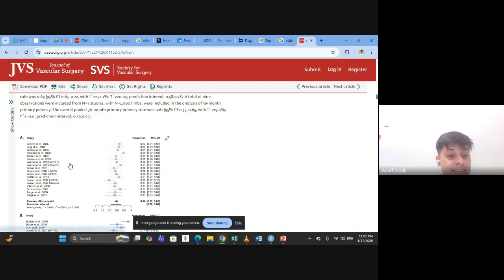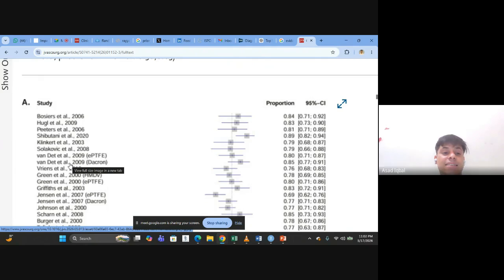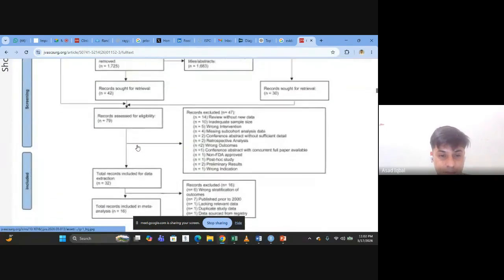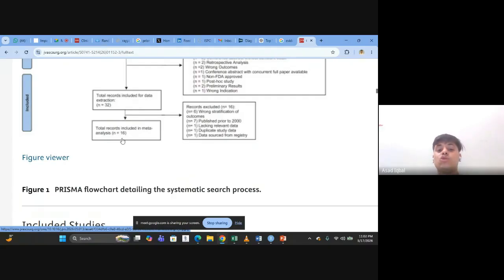Wow! This is a single-arm meta-analysis. How many studies does it have? Let me see. 16 studies. So yeah, what I said: in single-arm, at least you have more than 10 studies. So Manahel and the other one, Jawad Sheikh, I think.